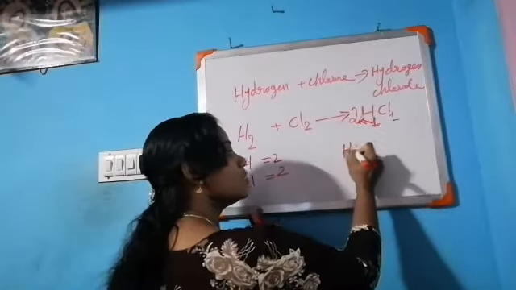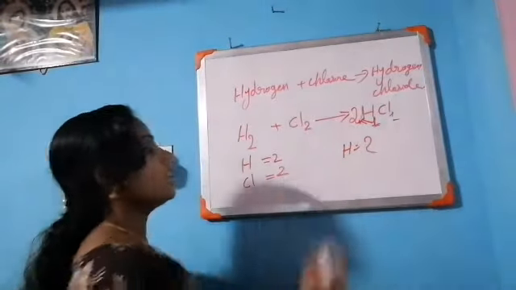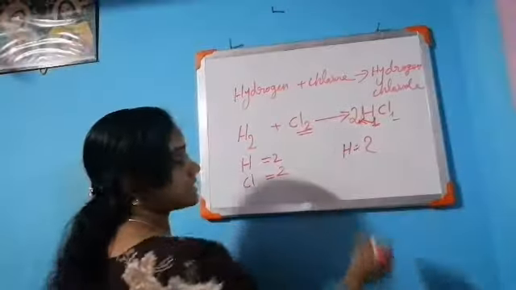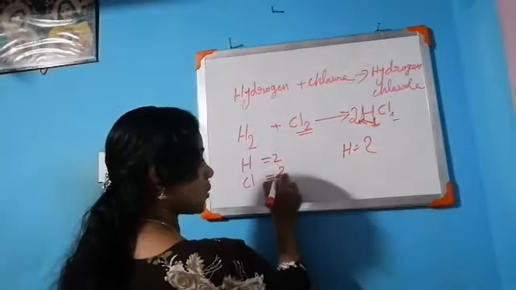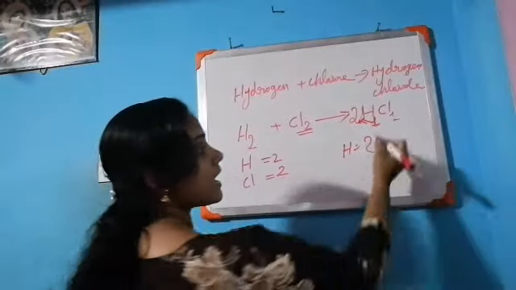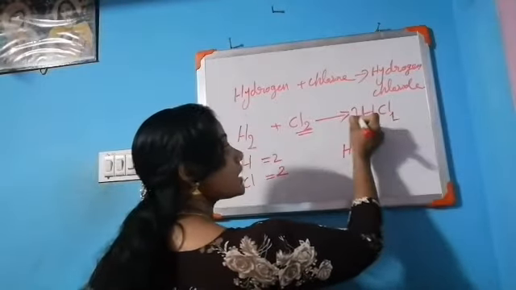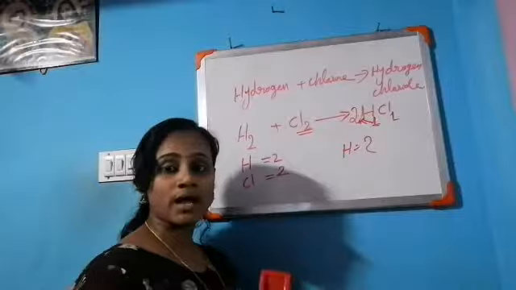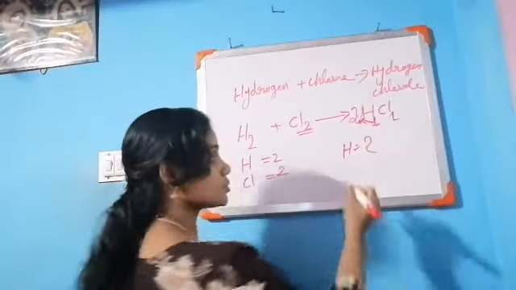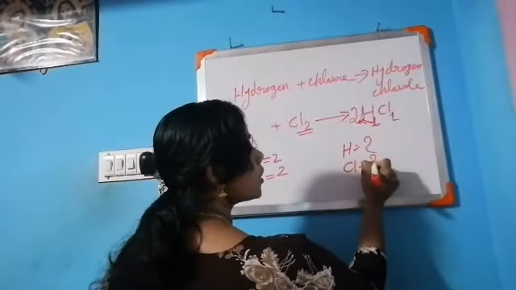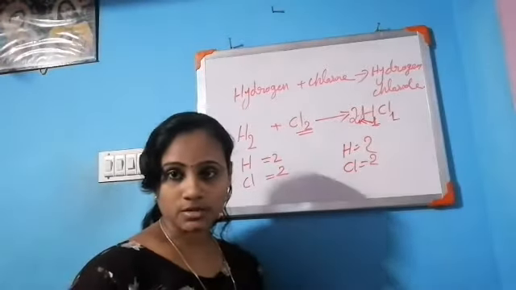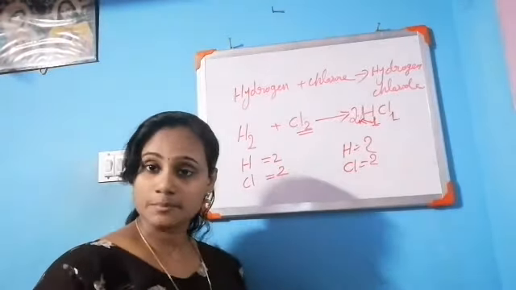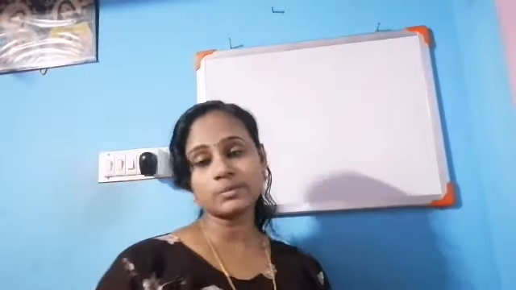Now how many hydrogen? 2. Hydrogen number 2 on the left side, that is the reactant side. How many chlorine? 2 is there. So on the product side, 1 into 2, 1, 2s are 2. So chlorine number is also 2. Now this equation is balanced. Is it clear now? One more example.